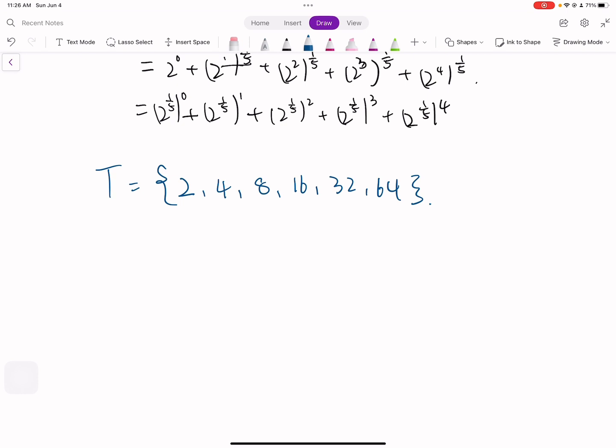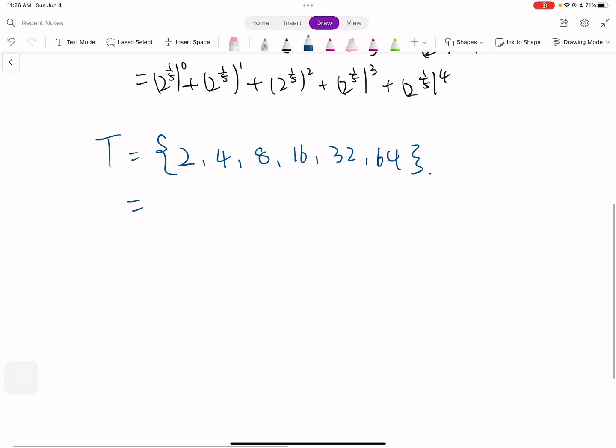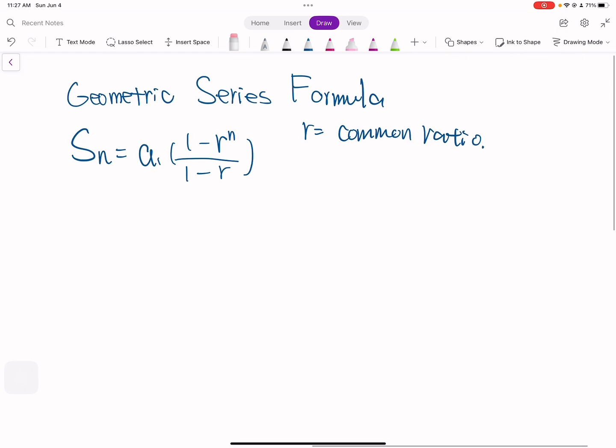So what's special about this sequence is this term is 2 to the power of 1 and 4 is 2 to the power of 2, and this is 2 cubed, 2 to the power of 4, 2 to the power of 5, and 2 to the power of 6. So now I'm gonna introduce a formula for all of those geometric series, which is Sn equals A1 times 1 minus r to the power of n over 1 minus r, with r equal to the common ratio that this sequence has.